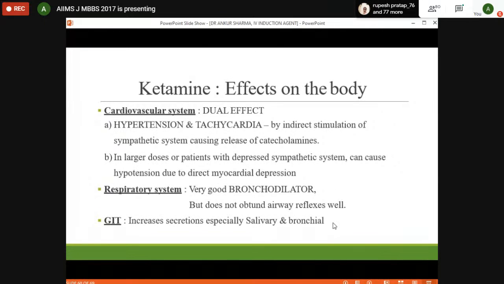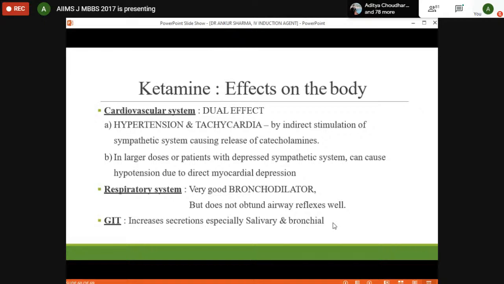In CVS, there is a dual effect. It can cause hypertension and tachycardia by indirect stimulation of the sympathetic system, causing release of catecholamines. In larger doses, in a patient with depressed sympathetic system, it can cause hypotension due to direct myocardial depression.